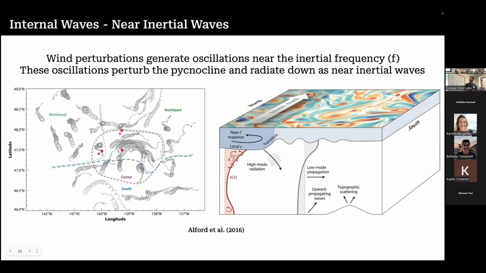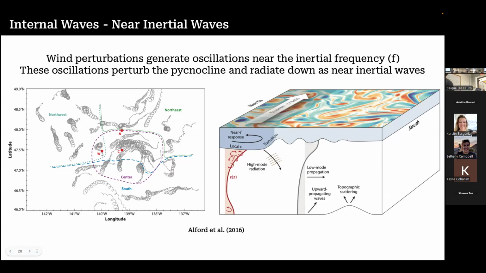First one, the near inertial waves. Near inertial waves are caused by wind perturbations. So the ocean has a natural frequency of oscillation. You can think of it like when you're playing your guitar, there's a natural frequency for each string that you play. The natural frequency of the ocean is the inertial frequency. So if you perturb it, you're going to generate oscillations with that frequency.